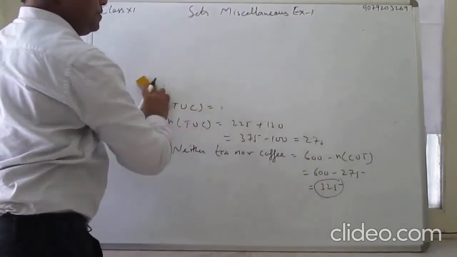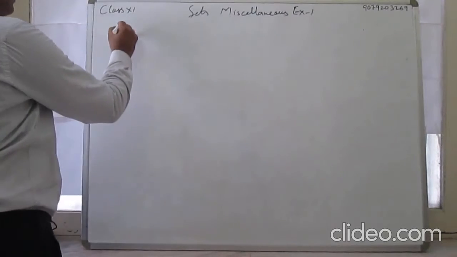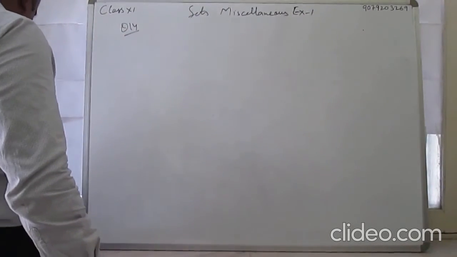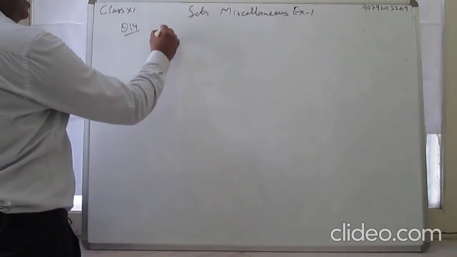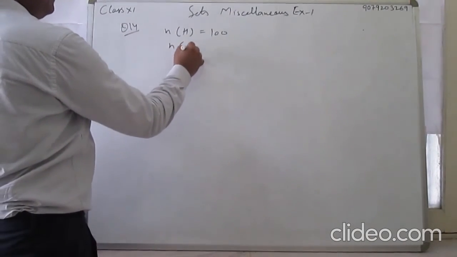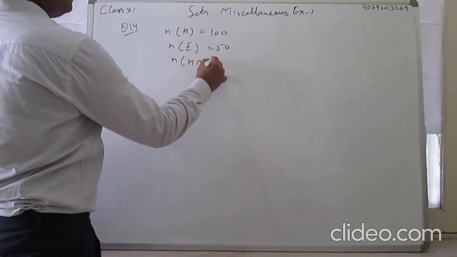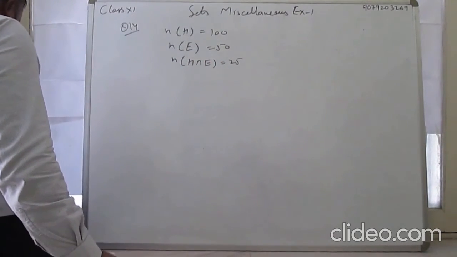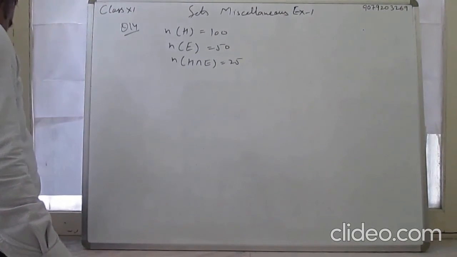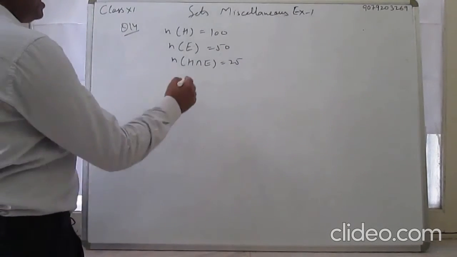One more word problem I will take, the 14th. In a survey of a group of students, 100 know Hindi, 50 know English and 25 know both. Each of the students knows either English or Hindi. How many students are in the group?